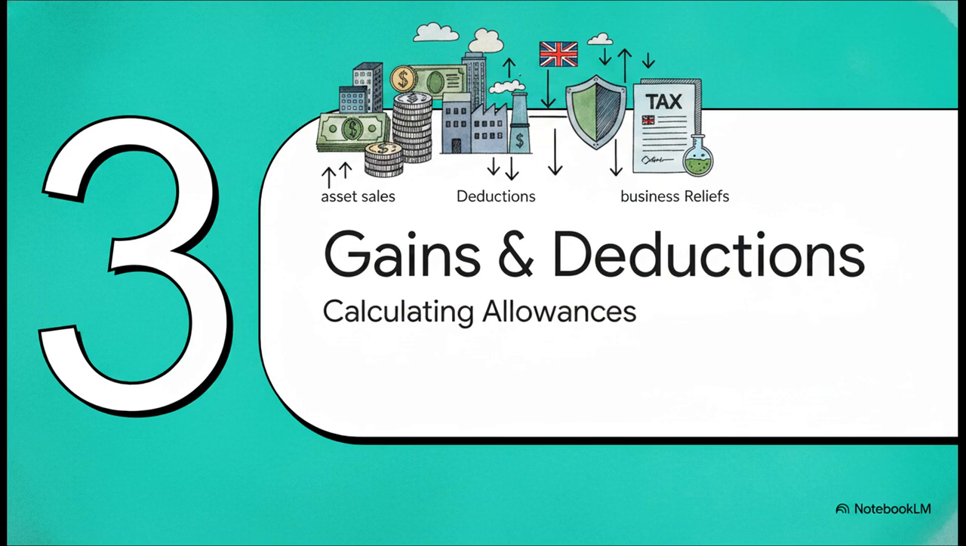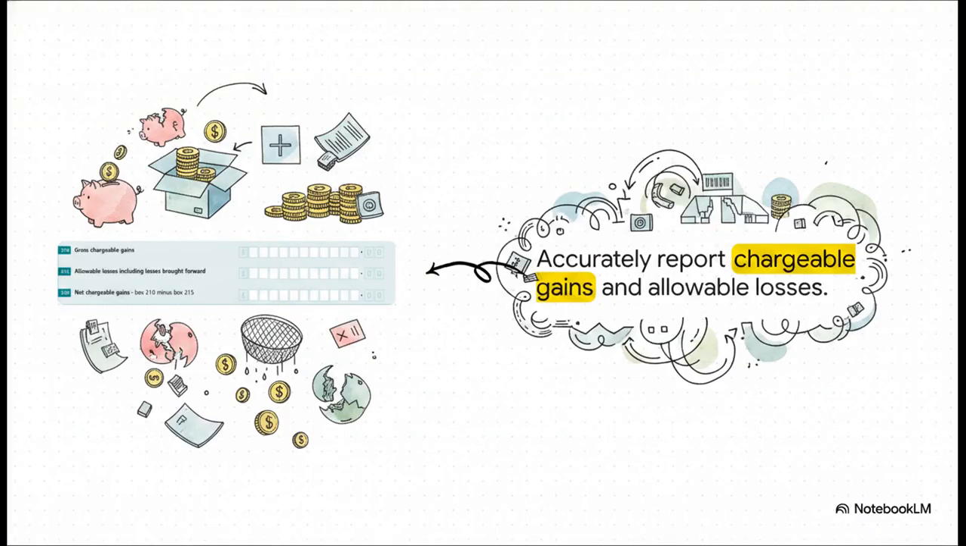Step 3. Calculating gains and deductions. Now that we've got the top-line revenue sorted, let's accurately calculate your gains and your essential deductions. Did your business sell any assets? If so, we need to handle chargeable gains carefully. You'll start with your gross chargeable gains in box 210, subtract your allowable losses, including losses brought forward, in box 215, and that leaves you with your net chargeable gains in box 220.